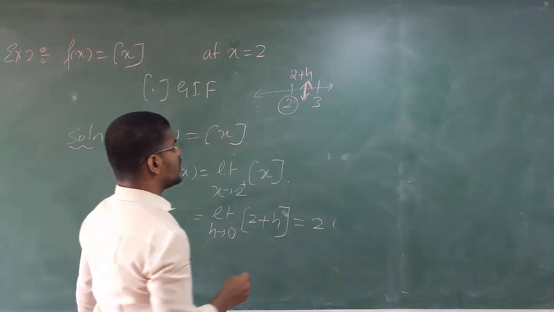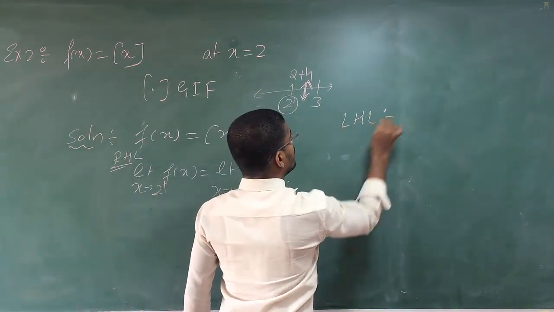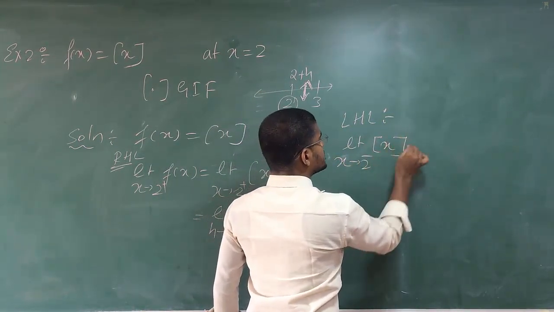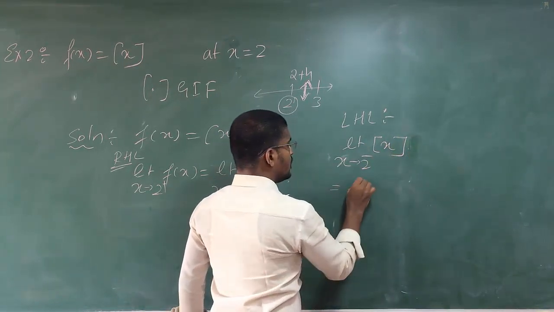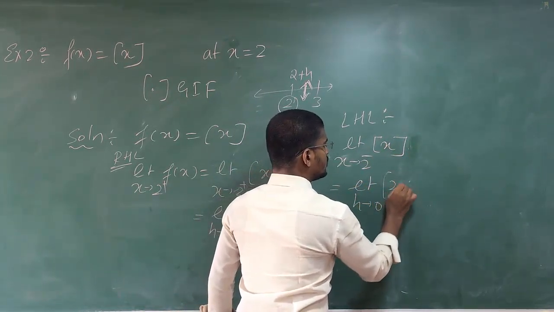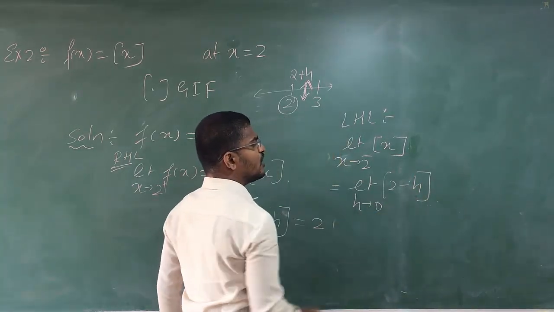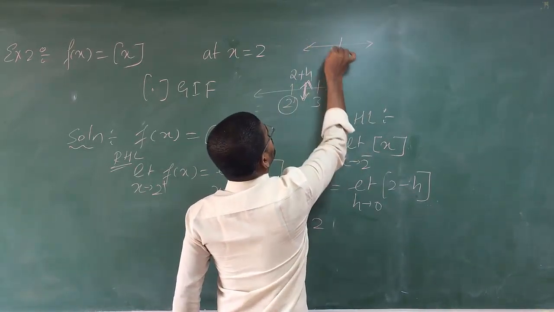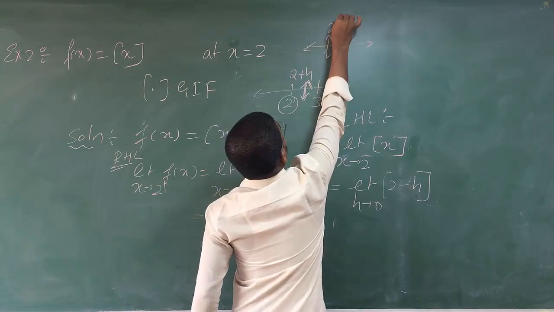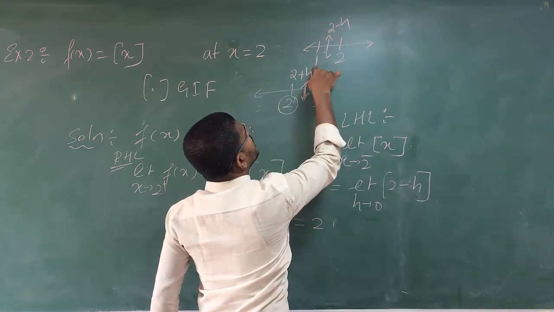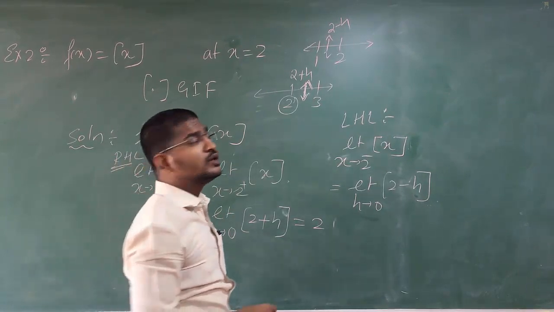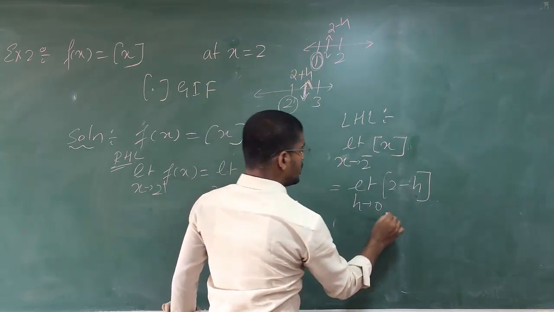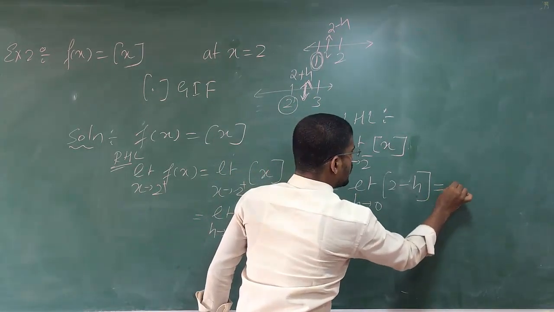Clear? Now let us go for the LHL. The limit as x tends to 2 minus of the greatest integer of x is equal to the limit as h tends to 0 of 2 minus h. Take the value of h as 0 here. But what about 2 minus h? If this is 2, this is going to be your 2 minus h, which is in between 1 and 2. So the greatest integer of 2 minus h is going to be 1. So this is equal to 1.